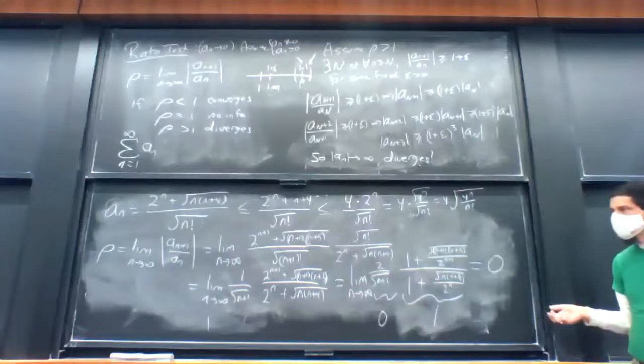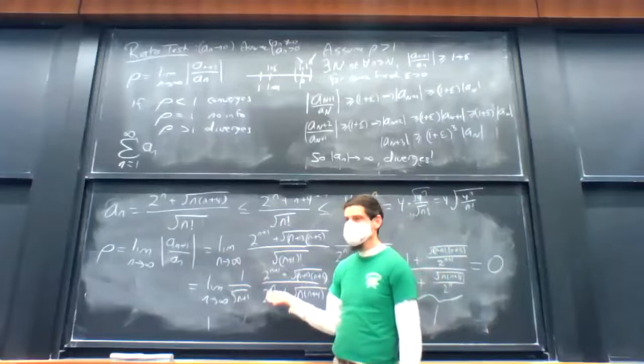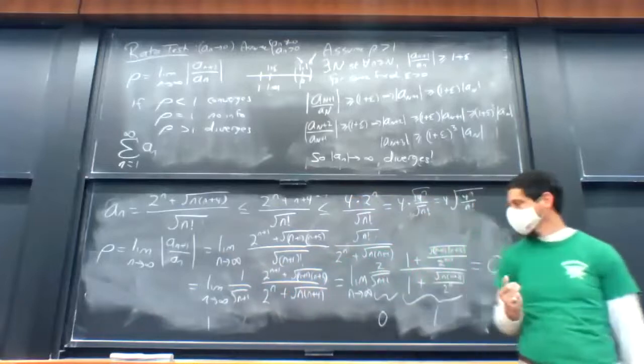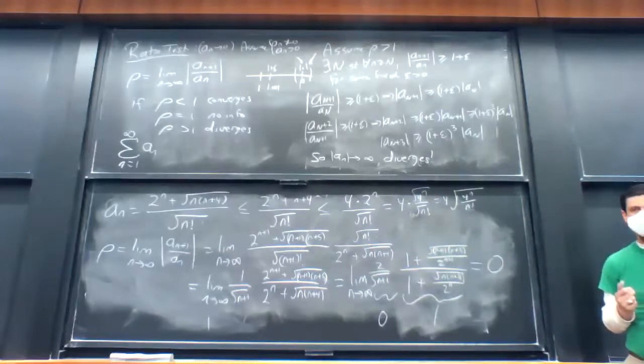But if you look when n gets really, really large, the numerator is basically 2 to the n plus 1, the denominator is basically 2 to the n. This looks like 2. It's not going to be enough to overcome what's happening with the 1 over the square root of n plus 1.